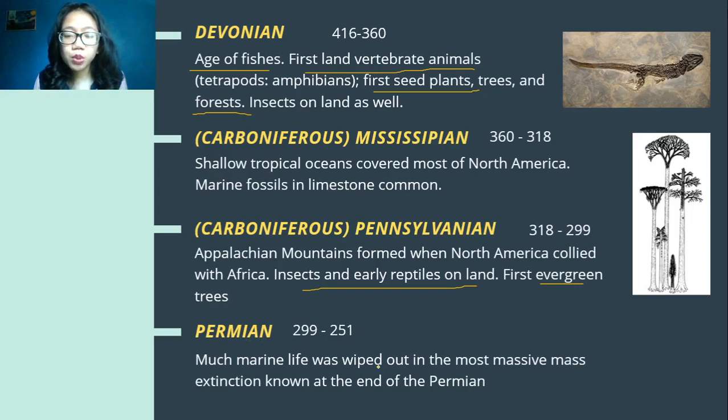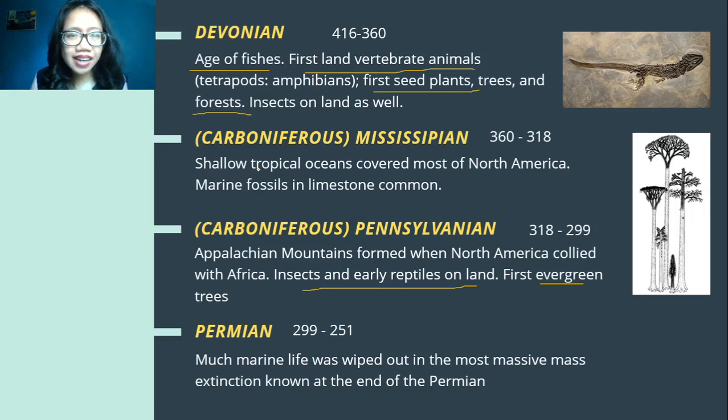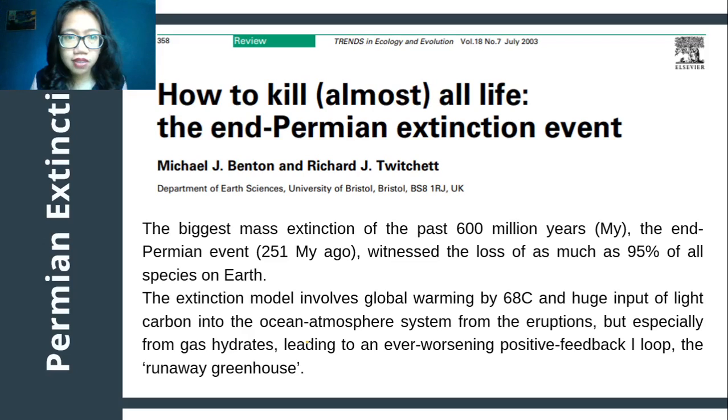So much marine life was wiped out in the most massive mass extinction known at the end of the Permian period. So you may be thinking about the extinction period. When you think about extinction, what comes to mind is the dinosaurs. So the dinosaurs were wiped out by an asteroid hitting our planet, which we will talk about later. But a bigger and more drastic extinction event happened in the Permian. So recall that life exploded in the Cambrian, but 95% of those organisms died after the Permian event.